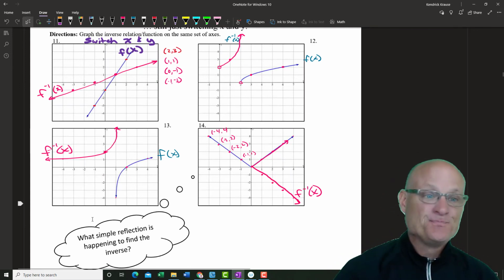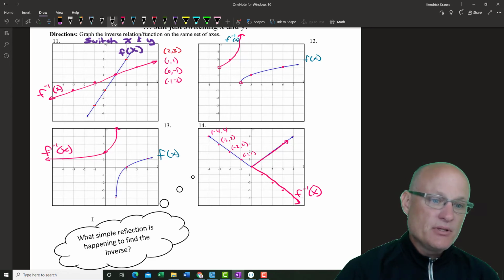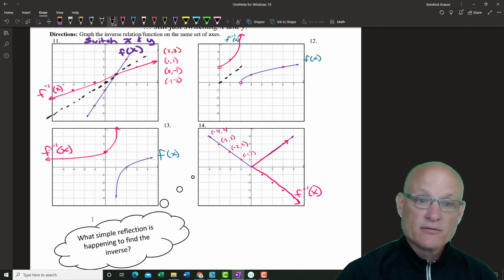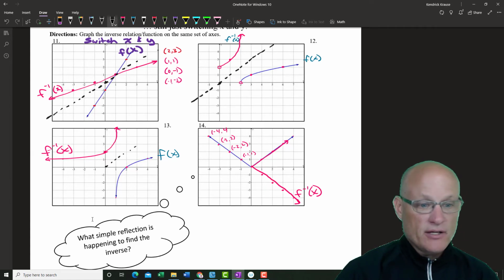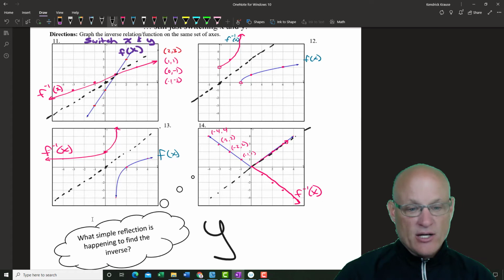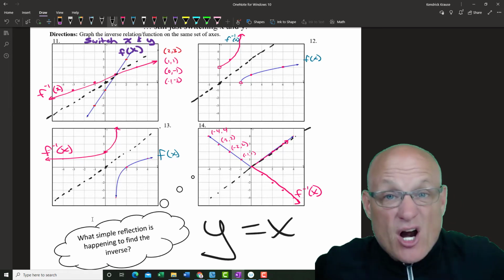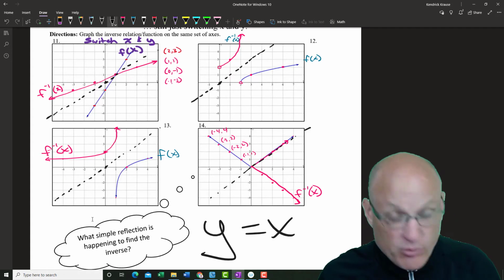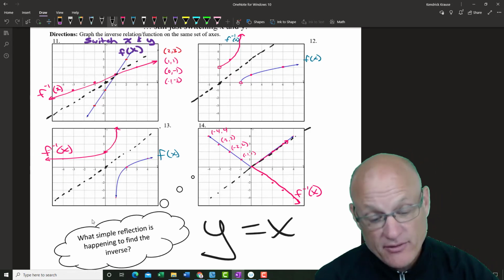Does anybody see it? I'm going to use my black pen right here. It is, believe it or not, simply just a reflection in this line. Do you know what the equation of this line is? This line, if you look right here, all inverses are simply reflections. That's why that stayed the same, because it's on that line. That's the line y equals x. So inverses are simply just reflections over the line y equals x. That's it.